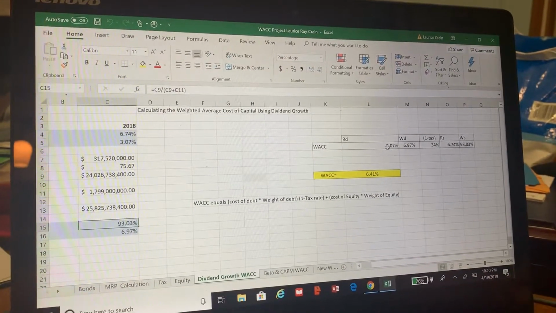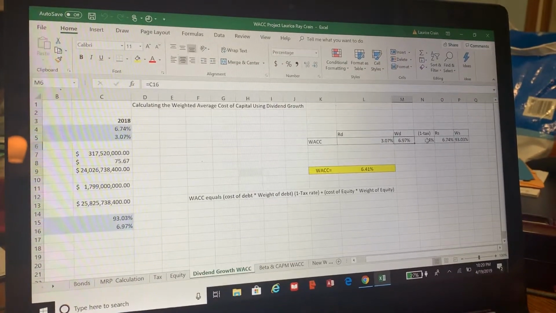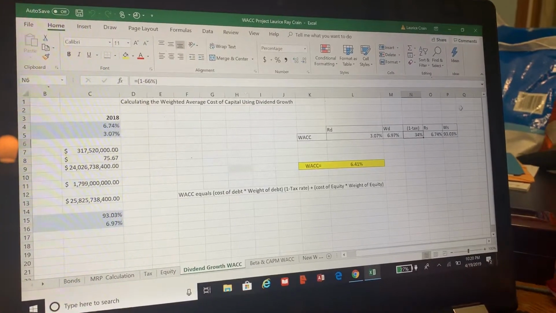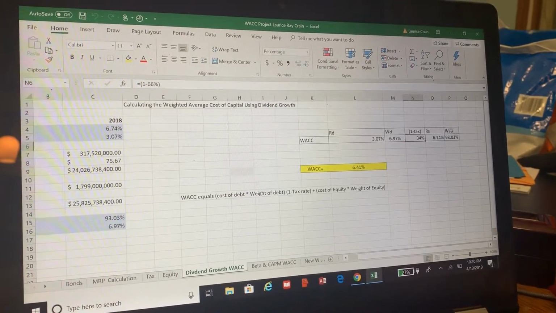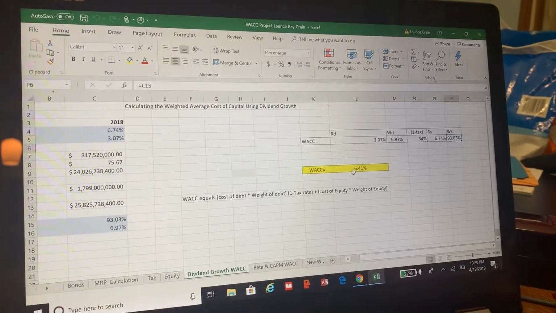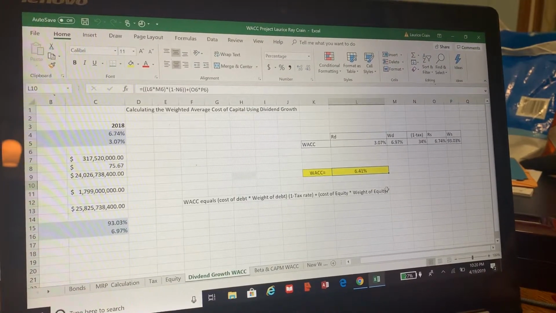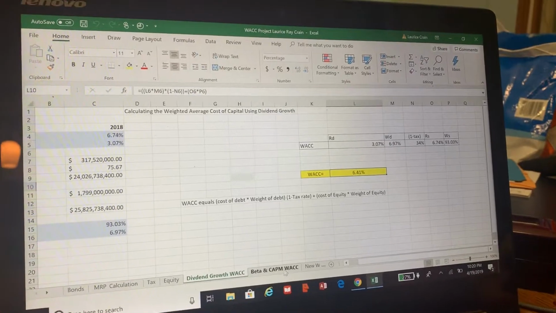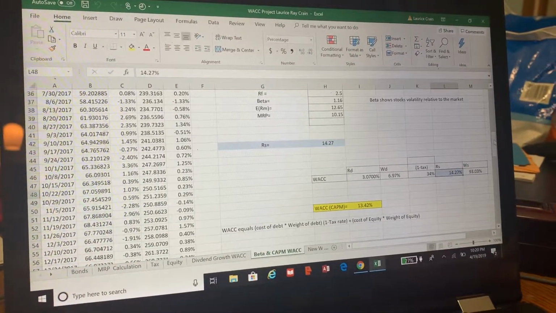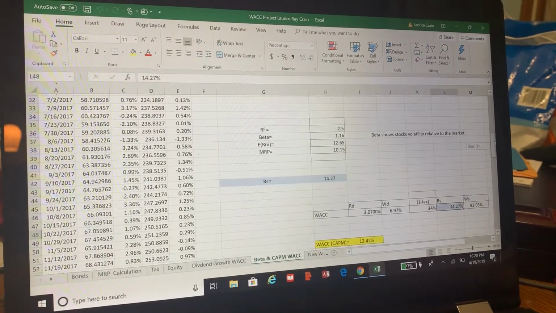So over here, we have our cost of debt, our weight of debt, and our tax rate for this year, which was 66%, minus 1 comes out to be 34%. Our cost of equity, our weight of equity, and then our WACC comes out to be 6.41%, which is pretty cheap. All right. And then we're going to change it up and use the capital asset pricing model to get WACC.